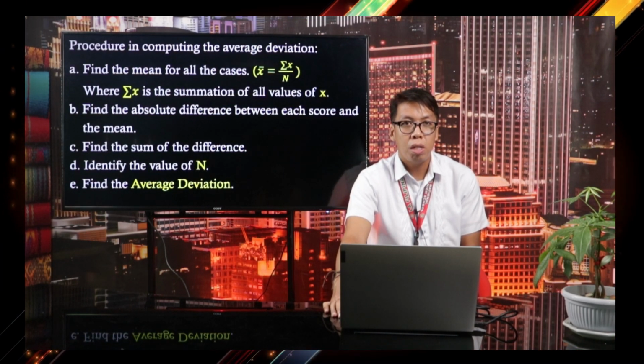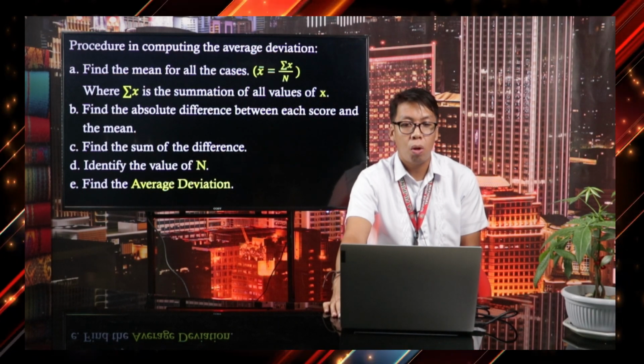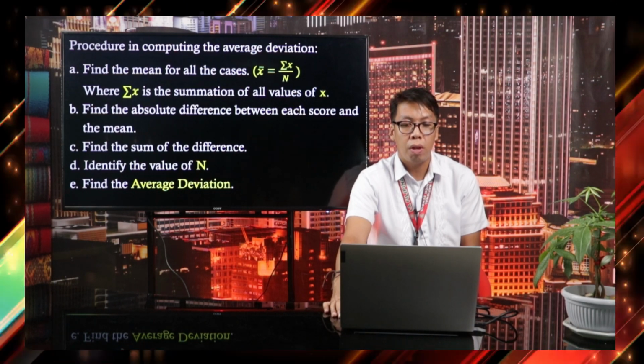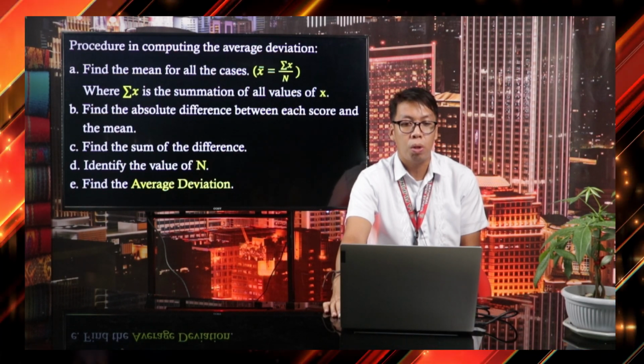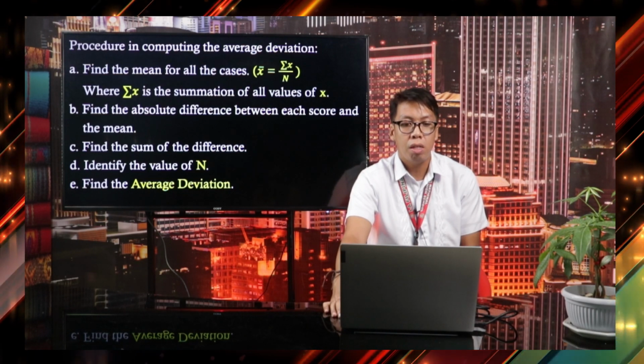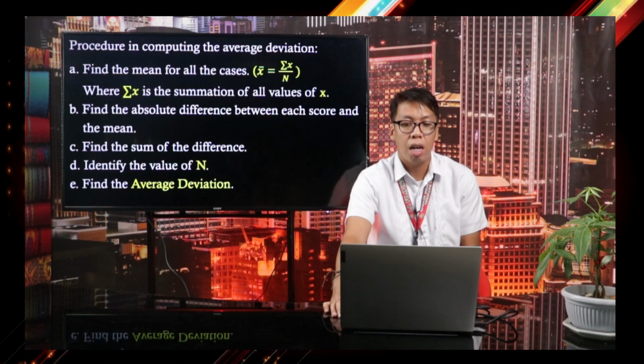Procedure in computing the average deviation. Find the mean for all cases. Find the absolute difference between each score and the mean. Find the sum of the differences. Identify the value of n and find the average deviation.